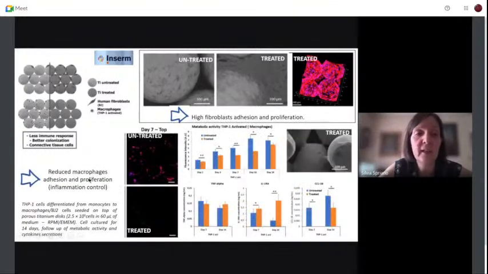On the other side, if you put macrophages on this surface, you get a very low number of macrophages. You can see here the graphs about the metabolic activity and also the expression of different cytokines by the macrophages. And you can see that at 14 days, or also at 10 days, you have a significant statistical difference. So this surface is also able to act in controlling inflammation, with an anti-inflammatory behavior.